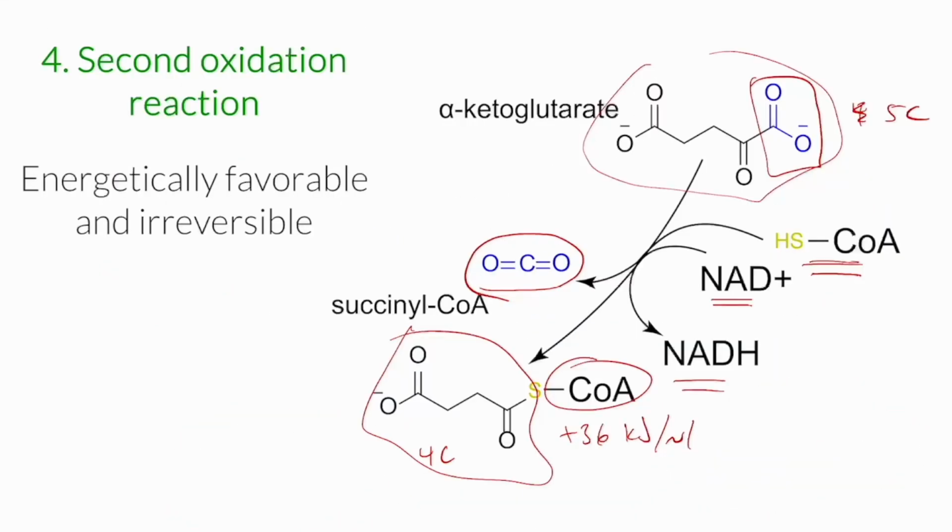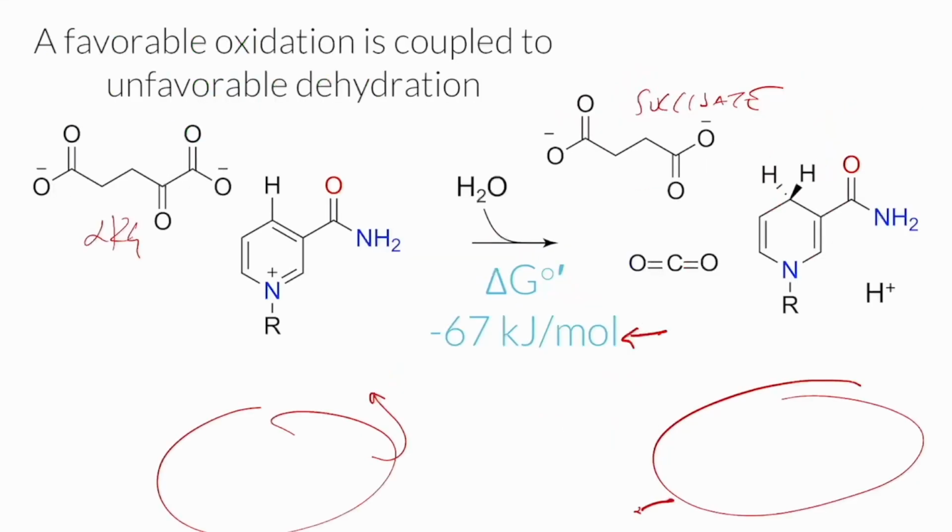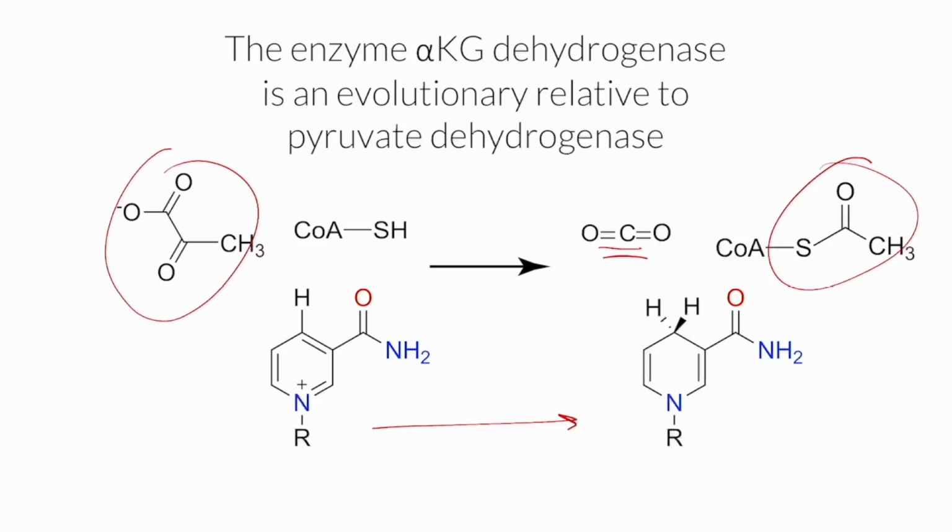Going back two slides here. This reaction here is just like the reaction of getting pyruvate onto acetyl-CoA, except it's using an alpha-ketoglutarate rather than a pyruvate as its input. Okay. Why do we do all that?